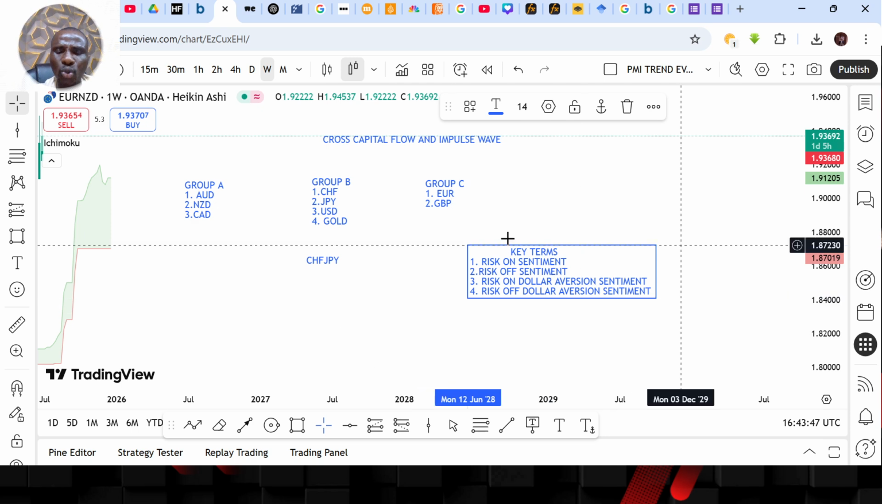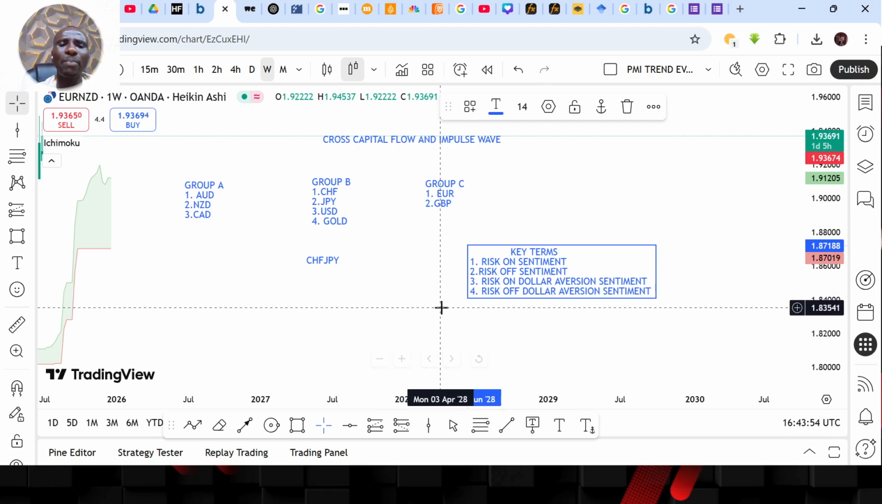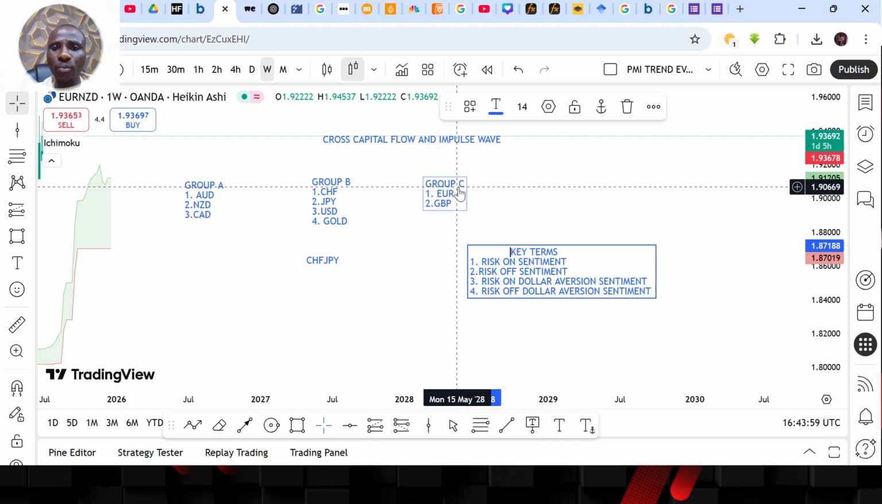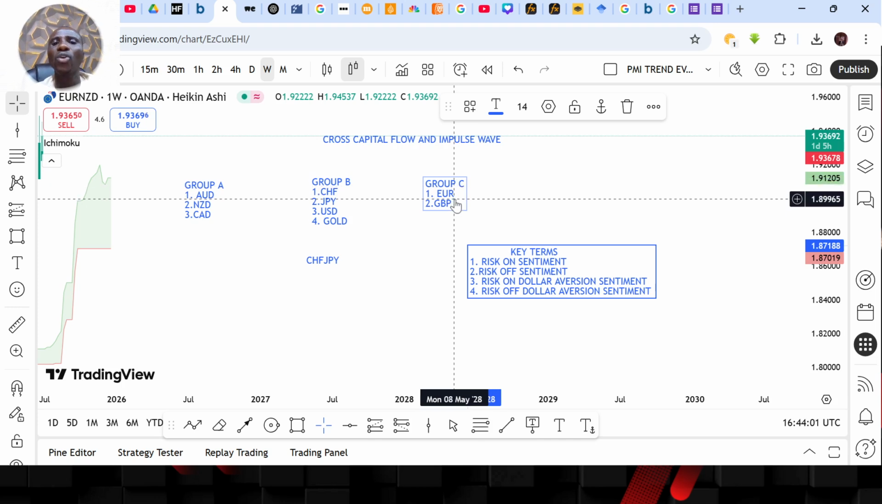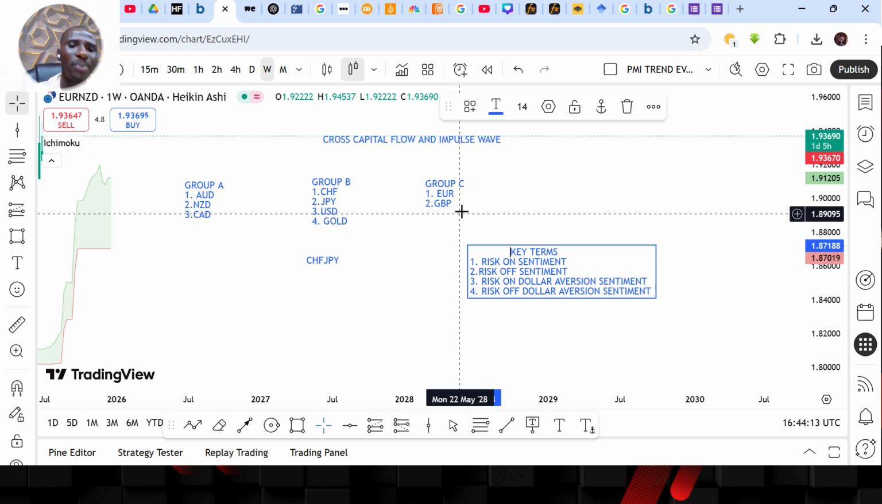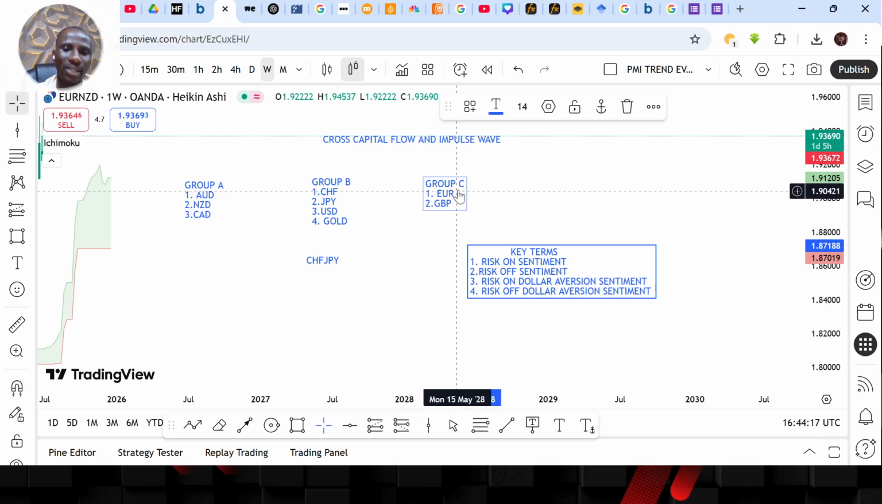I might need to do a separate video for these key terms so that somebody can have a better understanding of it. But now back to cross capital flow. What I'm saying in essence is that this group C, they are the dollar aversion currency. When there is dollar aversion, capital will be flowing away from US dollars, and there is likelihood that capital will be flowing into euro and GBP, because to a large extent they behave as anti-dollar currency. So that is why I call them dollar aversion currency.